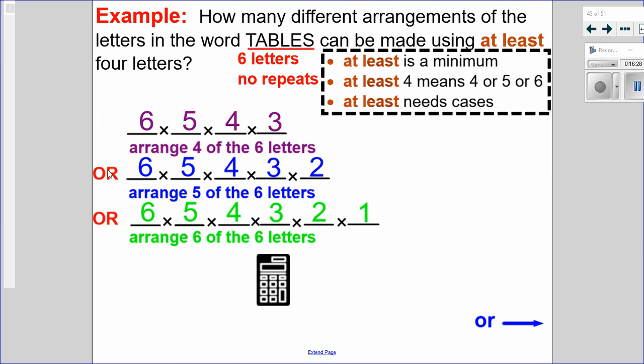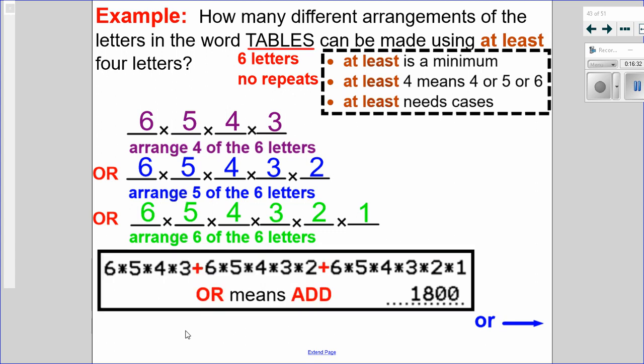Now remember, these are cases and "or" means add. So if I put that into my calculator, I would do each of these cases added together and get that there are 1,800 arrangements of the letters in the word tables using at least 4 letters. That's one way of solving it.